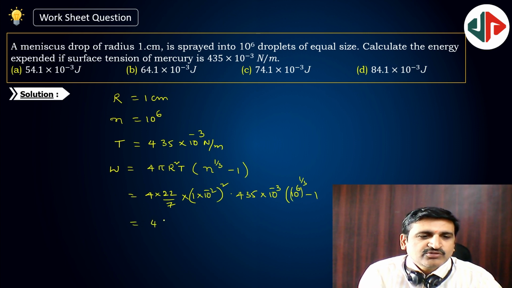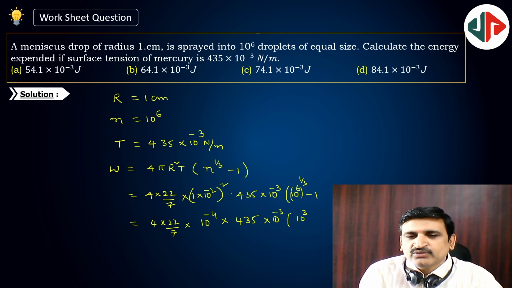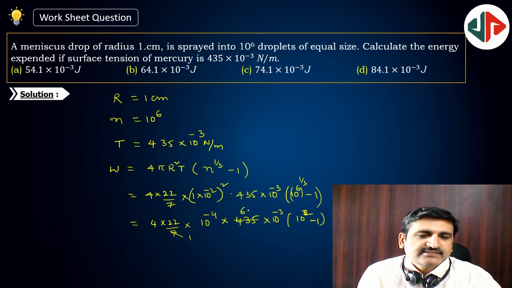So 4 into 22 by 7 into 10 to the power of minus 4 into 435 into 10 to the power of minus 3 into 10 to the power of 3. 3 will go 2 times, 2 in minus 1. So 7 will go once, 7, 42. Roughly 2 times. 7 2s are 14. Yes, so it is the nearest one.